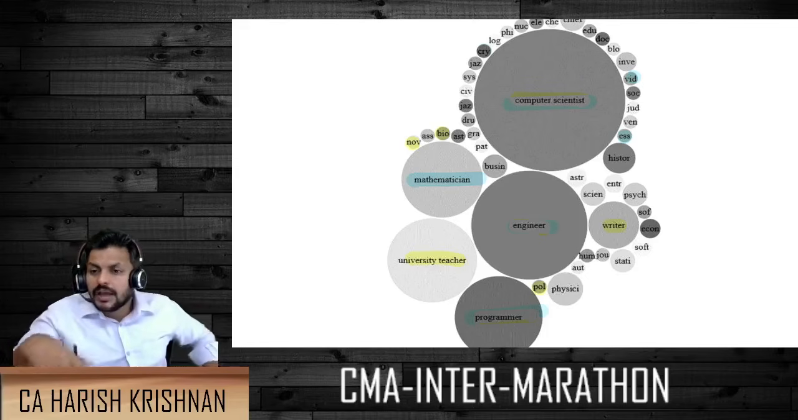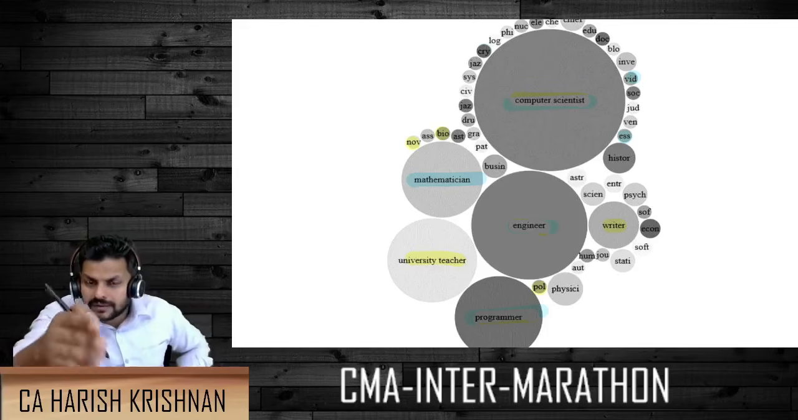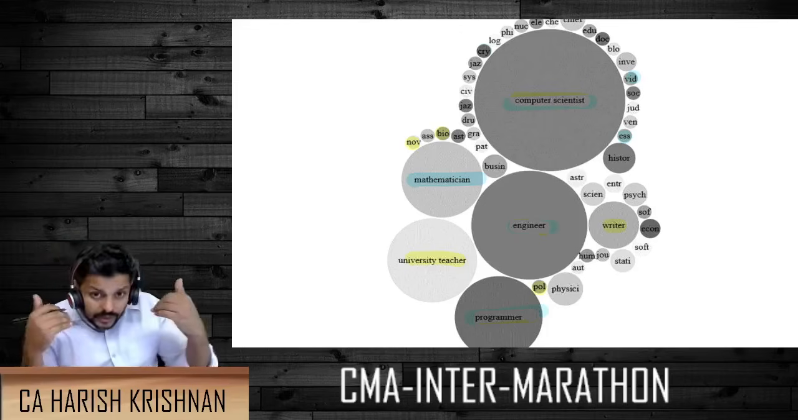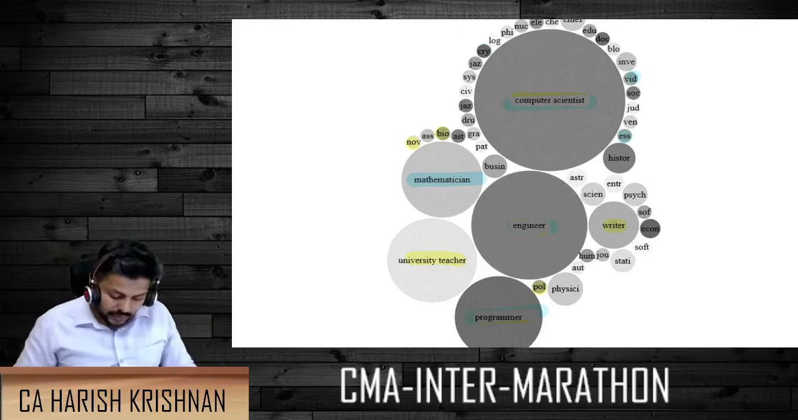So if you see, you can easily tell the number of computer scientists is more in this category than the engineers or programmers, like that. To easily catch up and say what is useful, that can be presented in a bubble chart more easily.